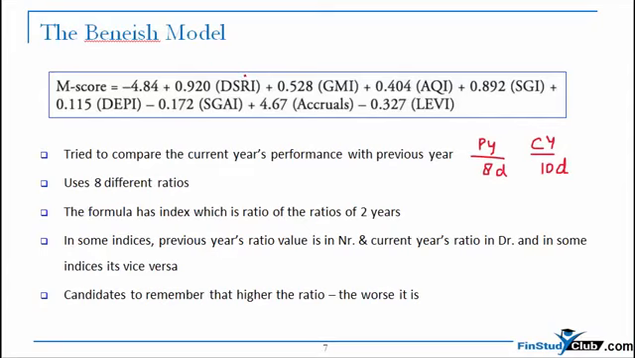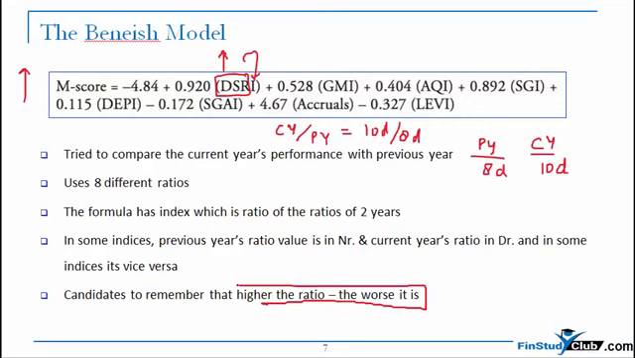Now since DSR is basically a negative parameter, the index that Beneish has tried to create over it is to have the current year figure over the previous year. So which is 10 days upon 8 days. This is going to give me a greater number, and Beneish says greater is worse. So the higher the ratio, the worse it is. So that's how Beneish has created it.